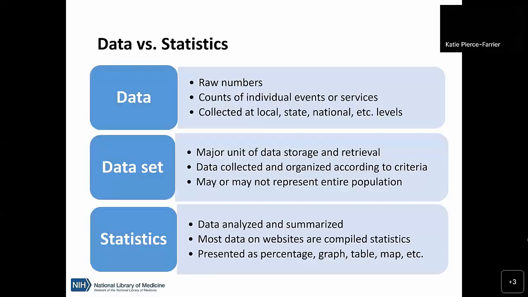So, data versus statistics. A good way to start talking about data and statistics is to define what they are and what they're not. Data is the raw numbers or individual amounts or counts of something. They haven't been processed, cleaned, or organized in any way. A data set is a collection of data maintained in an organized form or according to particular criteria. Then we have statistics, which are data that have been analyzed or summarized in a way that makes them actionable and helps us answer questions like how much or how many. Much of the health information that we see reported is in statistic form. It can be presented in a variety of ways, such as percents, graphs, tables, figures, or maps.